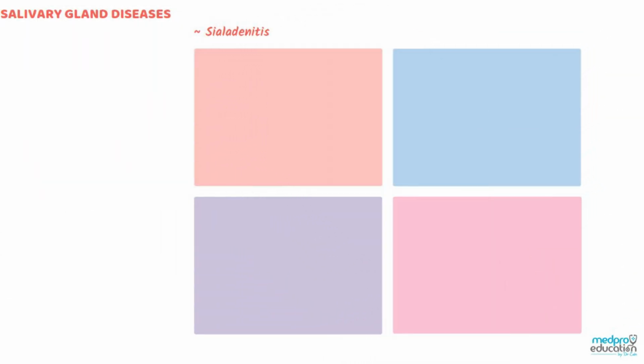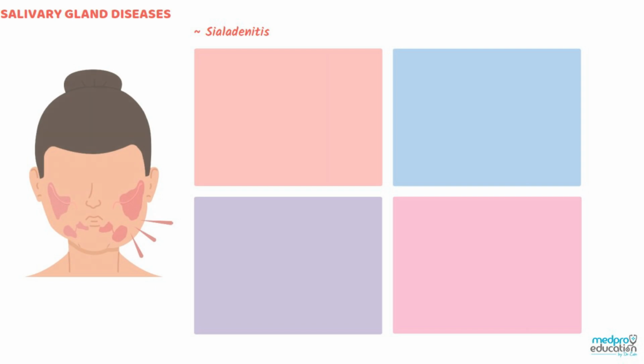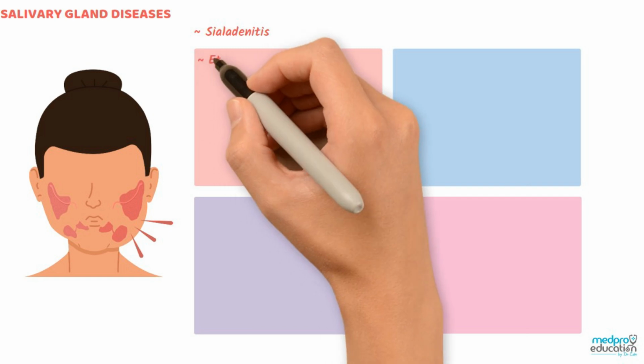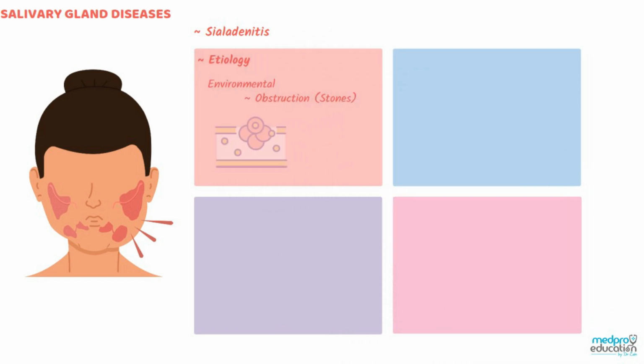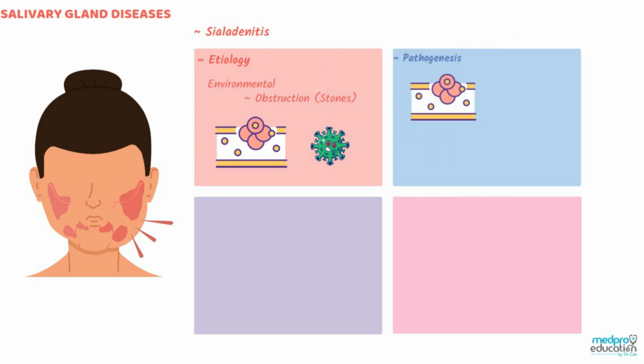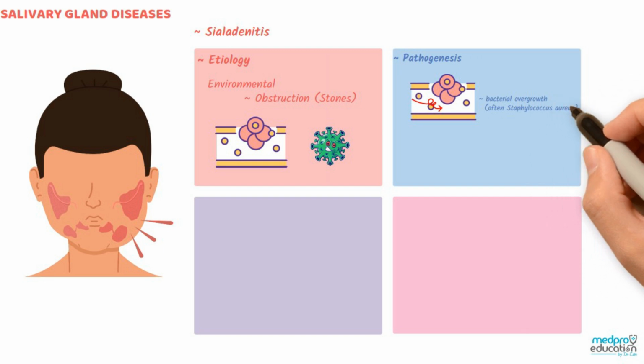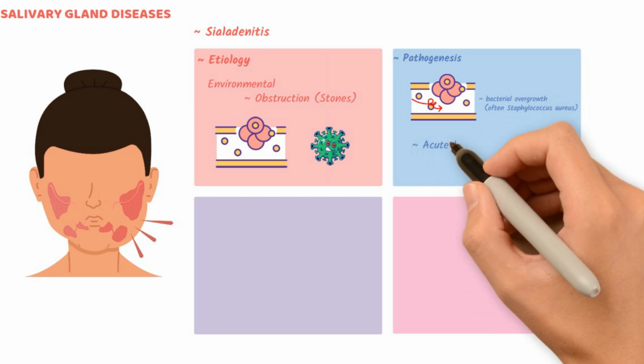Sialadenitis is the inflammation of the salivary glands, typically caused by obstruction by stone or bacterial infection. Etiology: the primary cause is environmental, an obstructing stone, sialolithiasis, and infection by bacteria and viruses which creates stagnation. Pathogenesis: duct obstruction which causes saliva stasis leading to secondary bacterial overgrowth, often Staphylococcus aureus, which results in an acute inflammatory response.